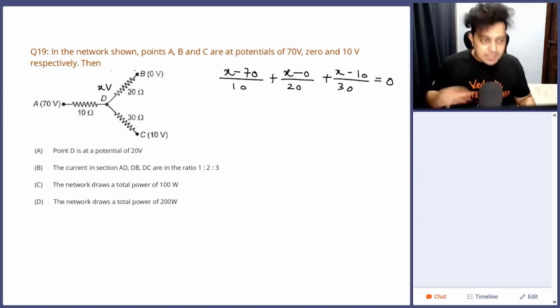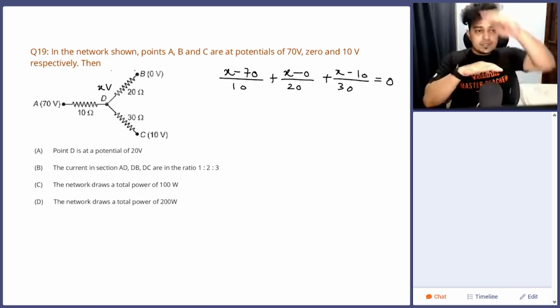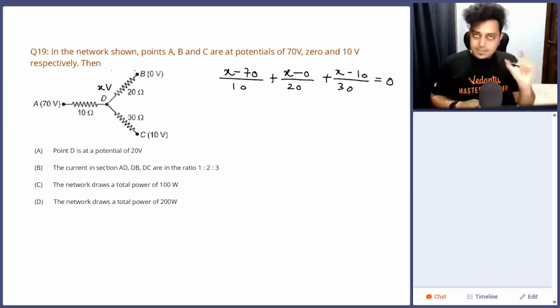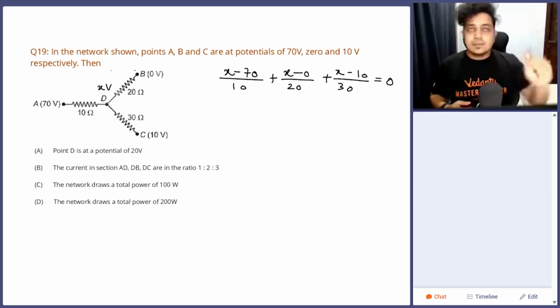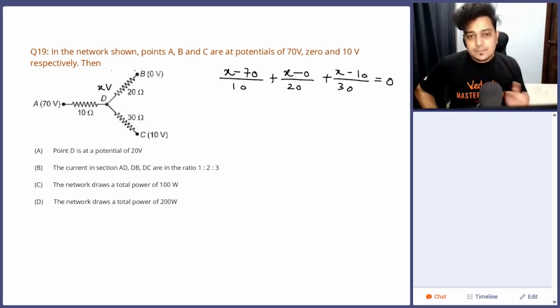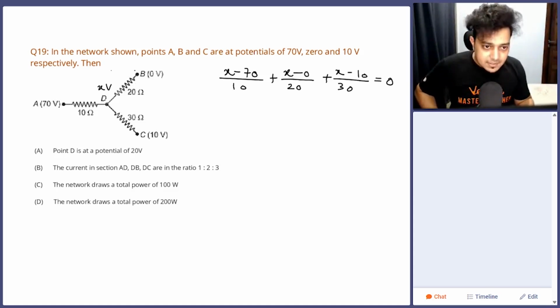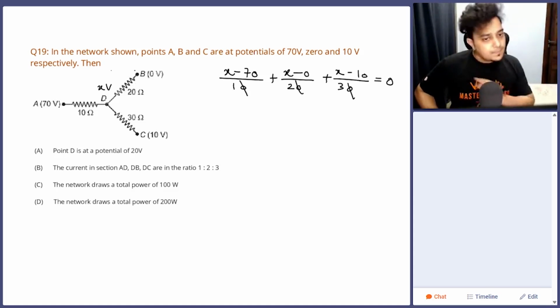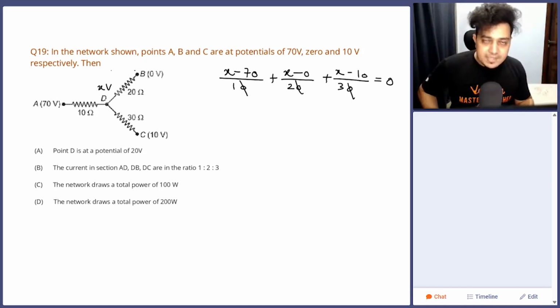Okay, X assumed at higher potential. So X minus 70, X minus 0, X minus 10. This is the potential difference divided by the resistance 10, 20, 30 respectively. So now in this case, unknown is only one, which is X. So we can cancel these 0s, take the common factor and shift it to the other side. Now common is 6. So this will be 6x minus 70. This will be 3x and this will be 2x minus 10.